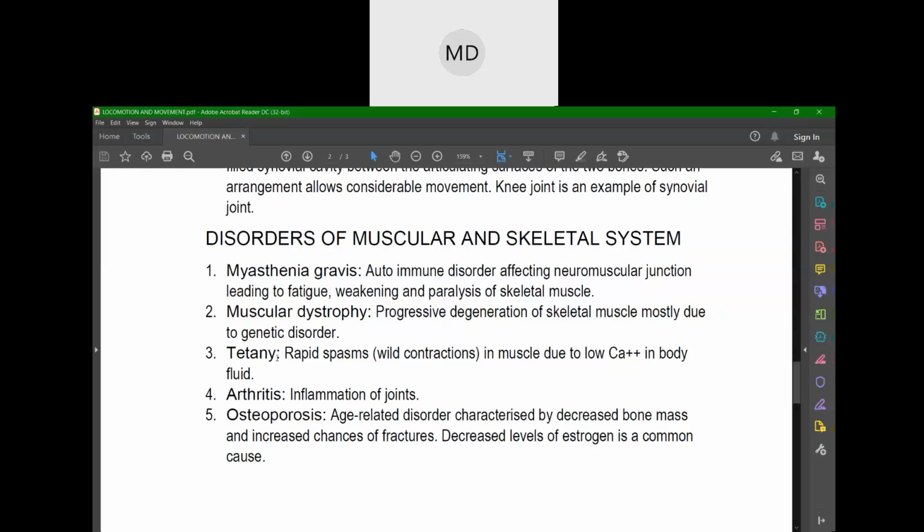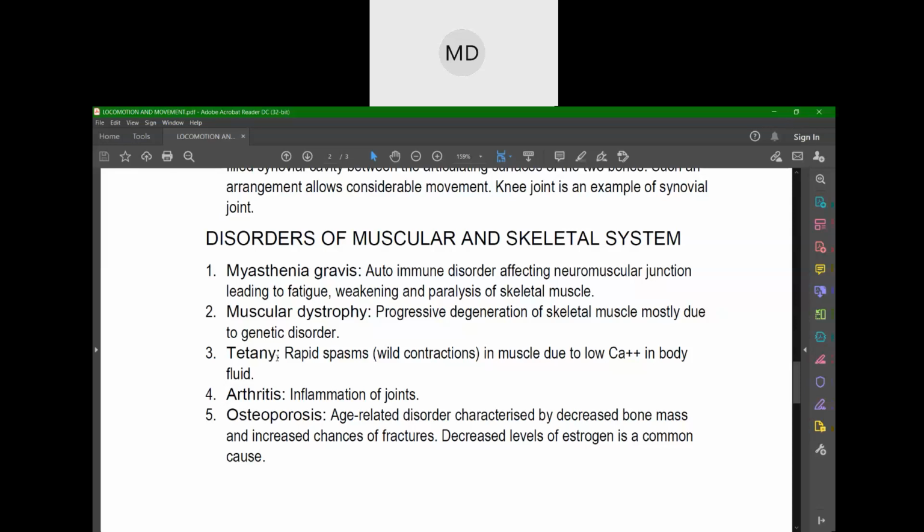Okay, so when people suffer from tetany, the spasms or the contractions become rapid. Rapid means more frequent. You'll get frequent contractions, and you'll get those wild pains, wild aches all around your body. So that is the effect of tetany.